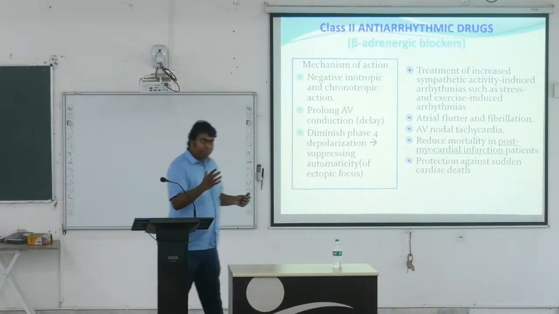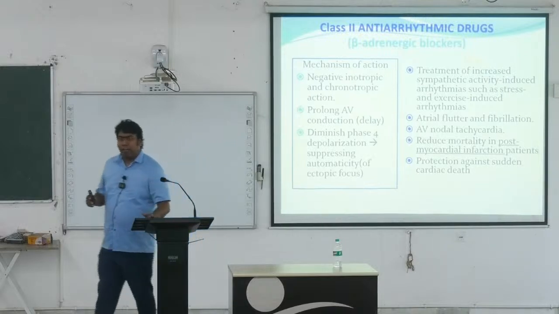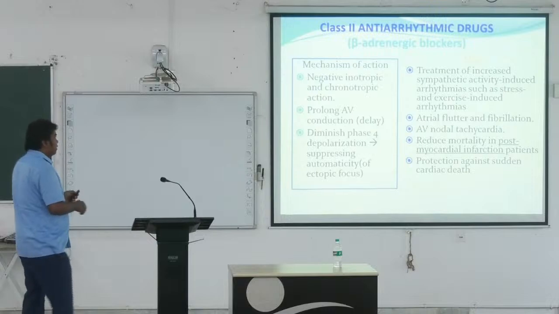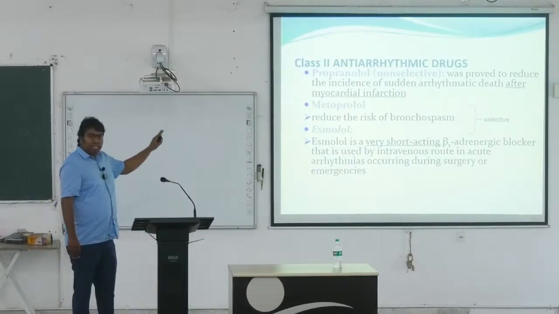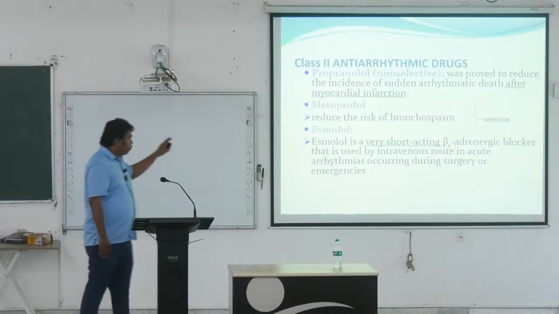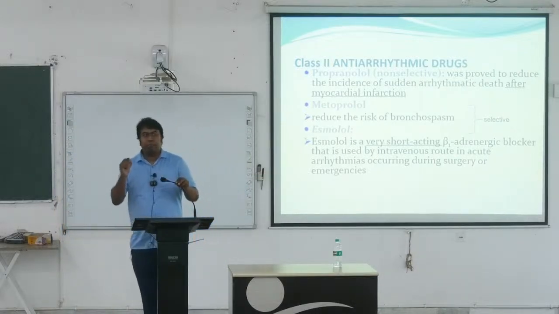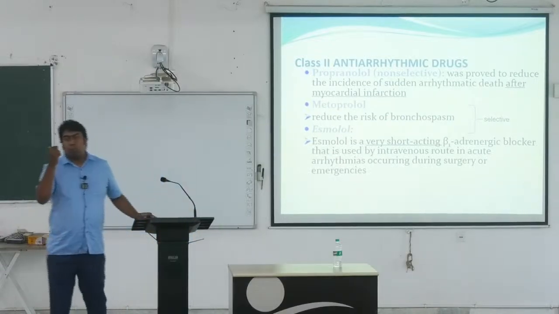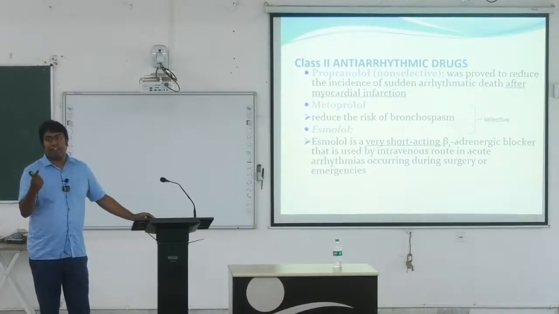কিভাবে কাজ করে? It blocks the beta 1 and reduces, কি reduce করে? Inotropic, chronotropic, dromotropic, bathmotropic effects. All four are reduced. Propranolol is a non-selective one. Metoprolol is a selective one. Esmolol is an important thing. Esmolol, why is it important? It is one of very few. It is the only selective beta blocker that can be given intravenously.